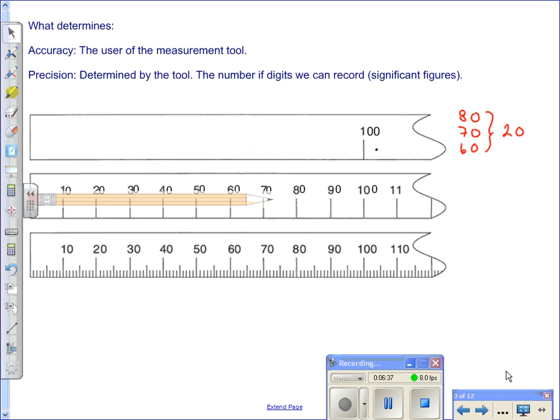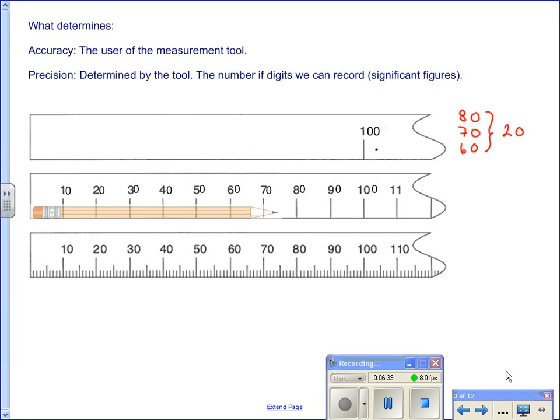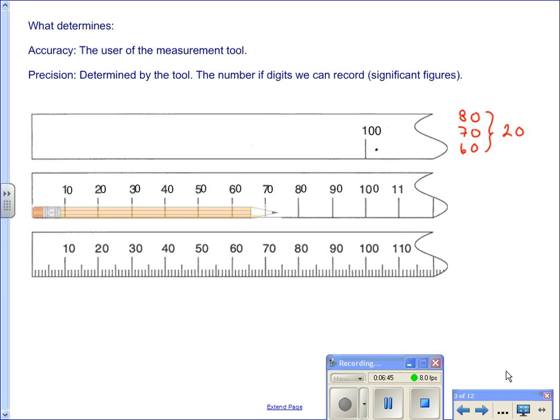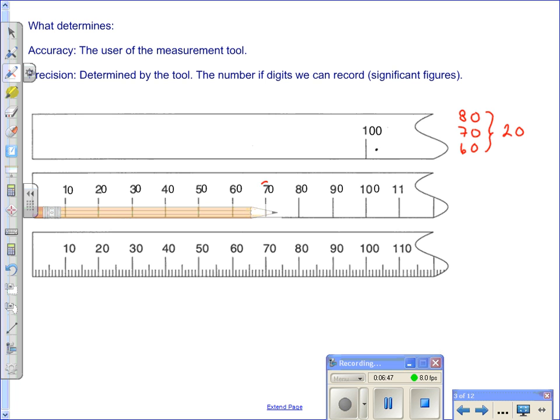However, if I move it down to the second one, we get to know something a little bit more certain. We are now between 70 and 80, and we're allowed to guess about how far between. I'm not quite halfway there yet, so I'm going to guess maybe it's about 72. Someone might say 73. Someone else might say, no, you're pretty close to halfway, 74. Just by having more lines on the ruler, we've been able to get our spread down from 20 to about 2.